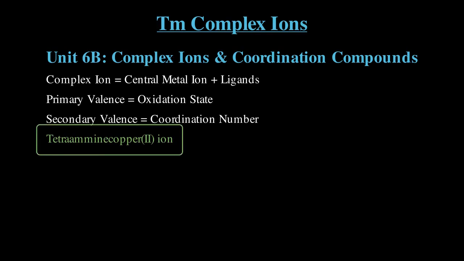Now for some key examples. The ion tetraamminecopper(II) is written as [Cu(NH3)4]2+. Next, hexacyanoferrate(II) is written as [Fe(CN)6]4-. And finally, a simpler one, diamminesilver(I), which is [Ag(NH3)2]+. Understanding these terms is the foundation for everything that follows.